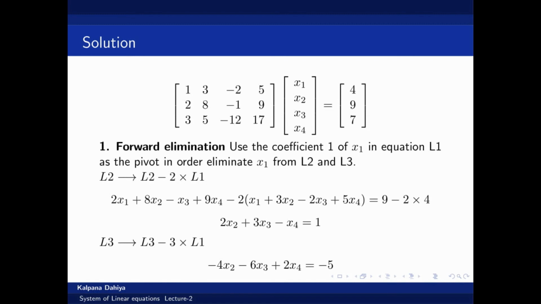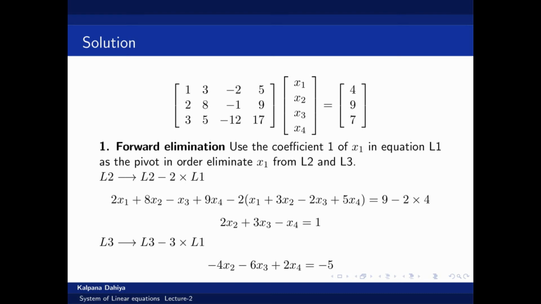Now we solve the system of equations by Gauss elimination method. So the first step is forward elimination. For this, we convert the system of equations to echelon form. So we use the coefficient 1 of variable x1 in equation number 1, that is L1, as the pivot, and we eliminate x1 from the second equation L2 and third equation L3. For this I am applying the elementary operation: change the second equation to second equation minus 2 times first equation.